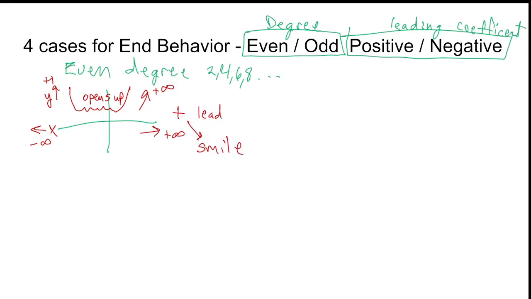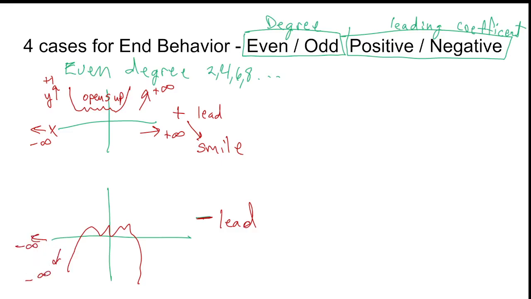right? It's opening upwards. So in that case, if we have even degree, but we have a negative leading coefficient, let's change over here, we're going to get something that opens downwards. And again, it could do stuff like that, but we get a U shape overall. So negative, as x goes towards negative infinity, y goes towards negative infinity. As x goes towards positive infinity, y goes towards negative infinity.